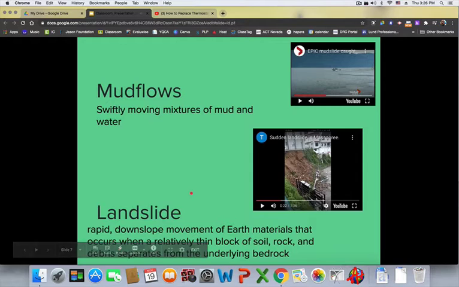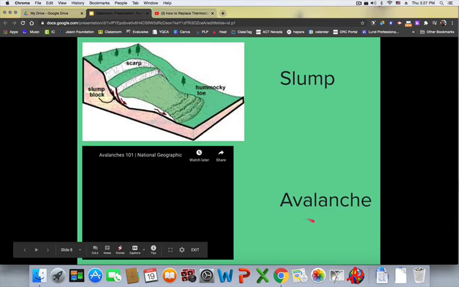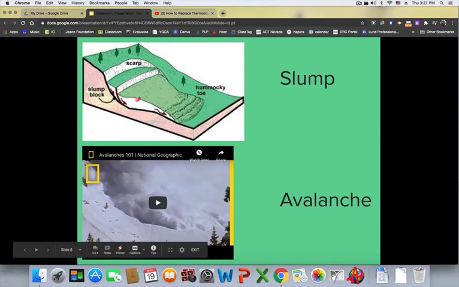So there you go. That's that rapid movement of rocks and soil coming down the hillside. That hillside just suddenly gave way and crushed the car down below. That's a landslide. Okay, a slump. A slump is this right here.